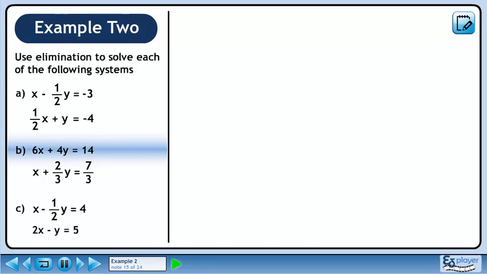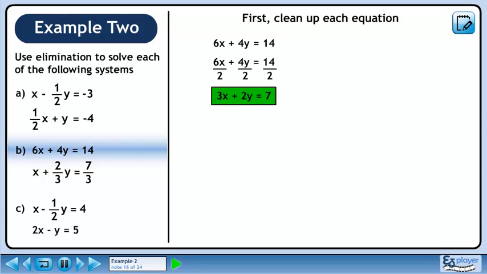In part B, we'll use elimination to solve another system of equations. First, clean up each equation. The first equation can be reduced since each coefficient is a multiple of 2. Dividing both sides by 2 yields 3x plus 2y equals 7.